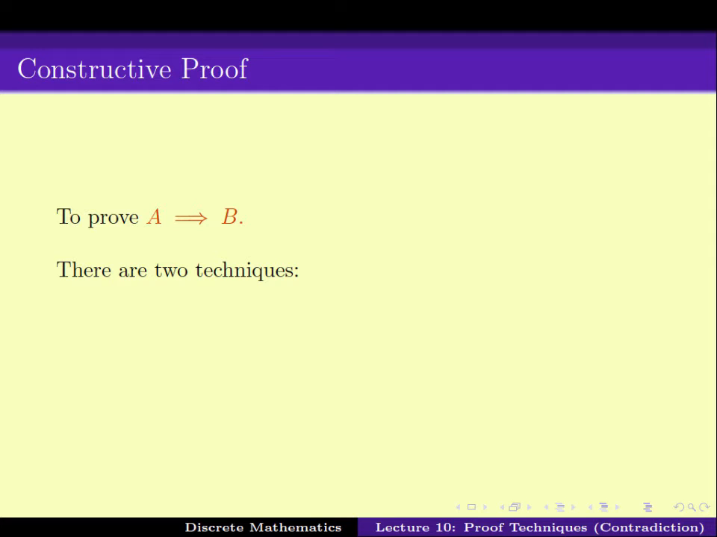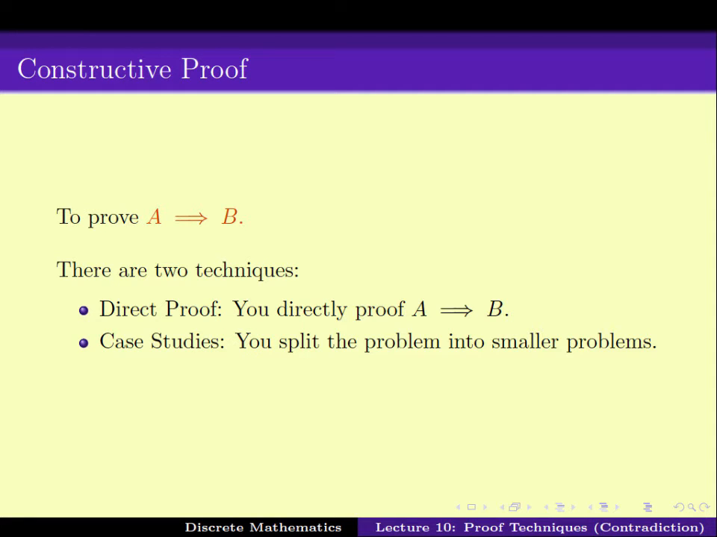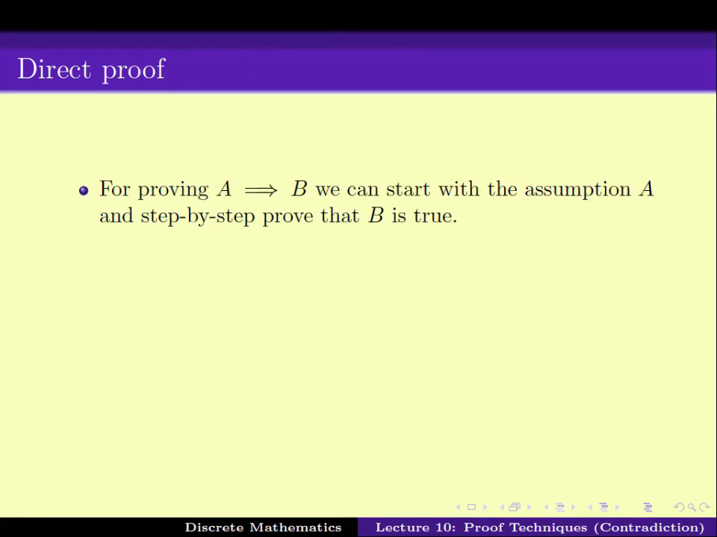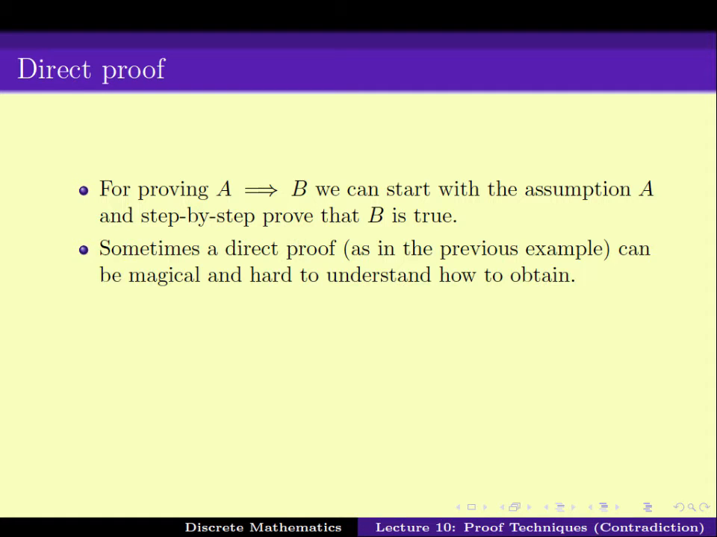Now we split up the constructive proof into two parts. The first part was a direct proof, meaning you directly prove B from A. And the second one was the case study, where we split the problems into smaller problems depending on A. To recall, for the direct proofs, either you can start from A and make a step-by-step deduction and end up proving B, or sometimes this direct proof can be quite magical.